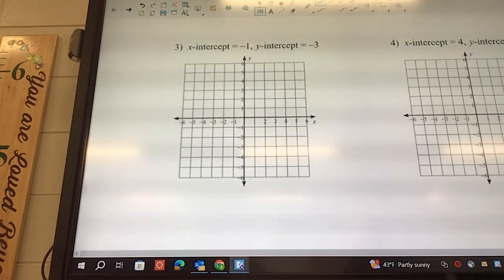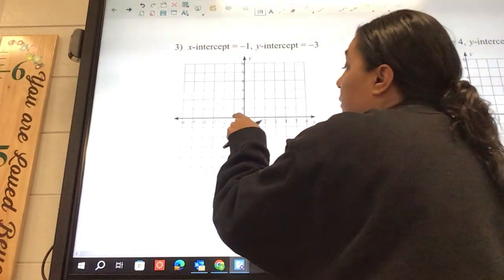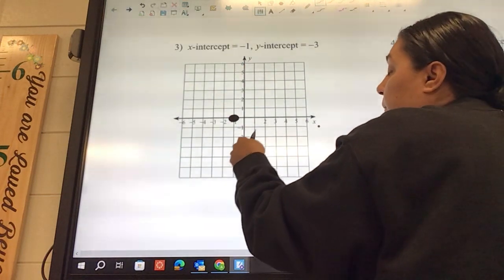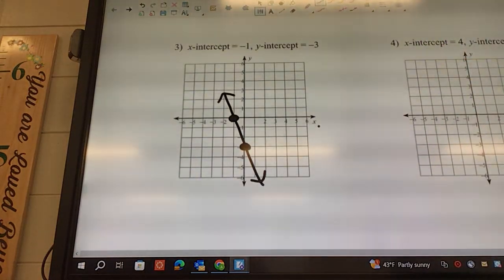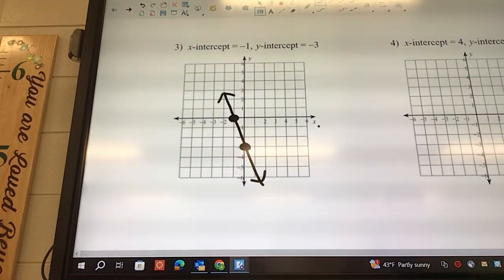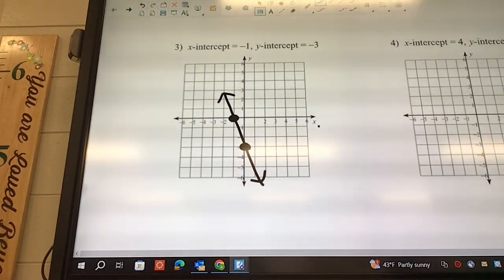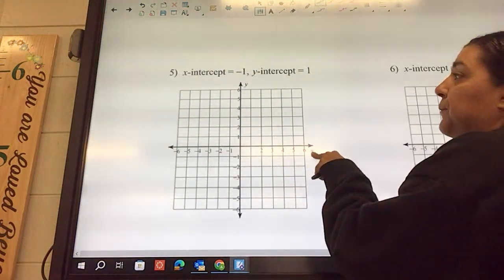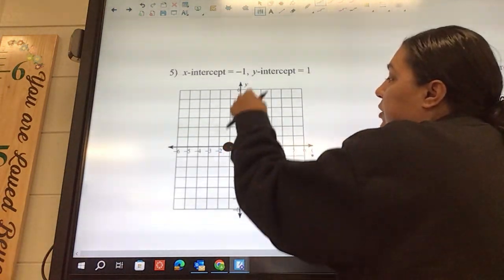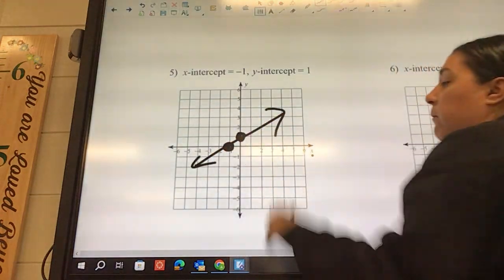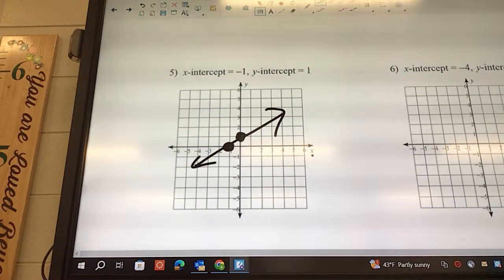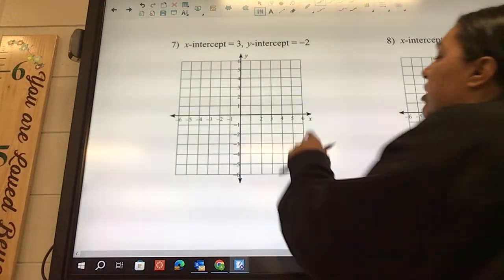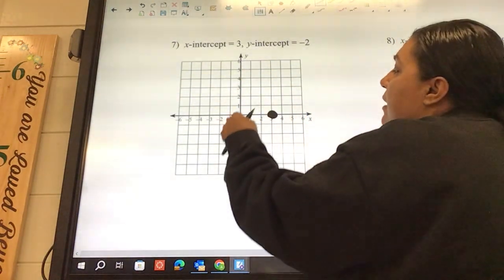Okay, so if we look at 3, my X-intercept, so here's my X line, is at -1. So we're going to go over to the -1. My Y-intercept, so here's the Y, and we're going to go to -3. And then we're going to draw the line. Okay, 5. My X-intercept, so go to the X line, is at -1. My Y-intercept is at +1. Okay, 7. My X-intercept is at 3. My Y is at -2.